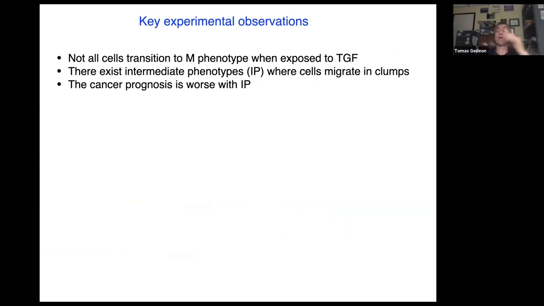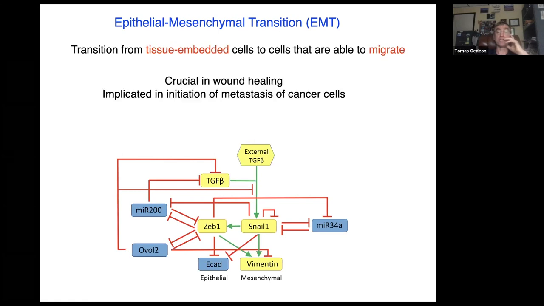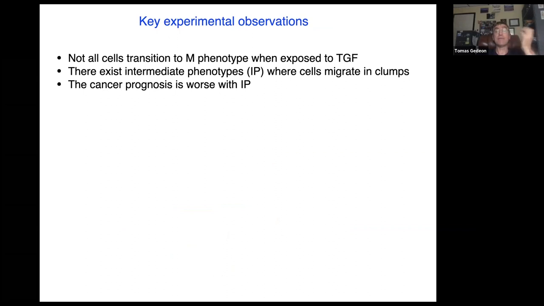So what we have done here, okay, let me summarize more of the experimental stuff before I describe what we have done, which is very descriptive. TGF-beta is one of the inducers. This is TGF-beta here in the center top. It's one of the known external inducers of this phenotype, but not every cell actually does transition to the mesenchymal phenotype. There exist some intermediate phenotypes where the cells do not detach completely, but they form these clumps. So they're still gluing to some cells, but not all the cells. And if these cells migrate in clumps, that actually is worse news, because they already have their neighbors and friends with them. And if they come to a new tissue, they are more likely to be successful.